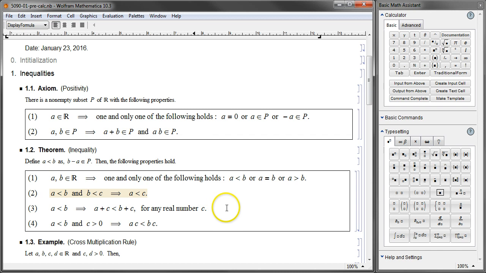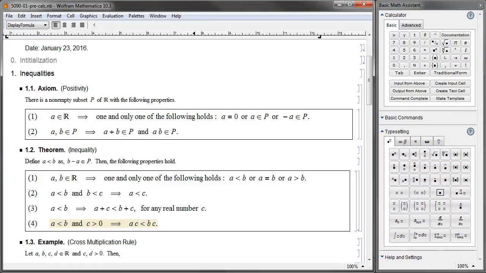And then there are two more. The inequality preserves addition. If A is less than B, then A plus C is less than B plus C for any real number C. How about multiplication? Does inequality preserve all multiplication?